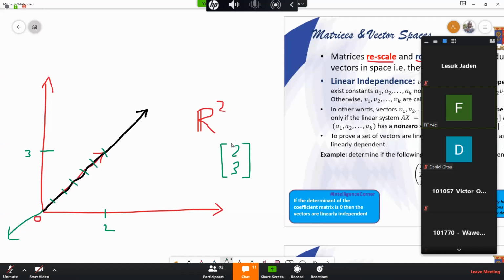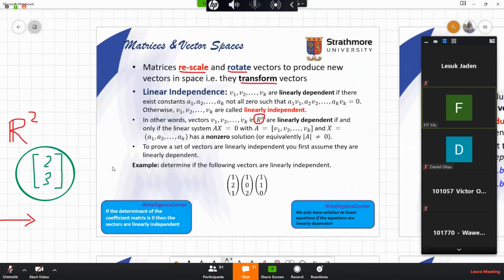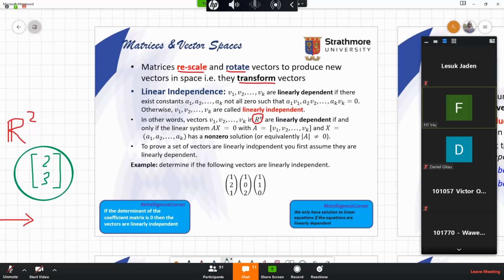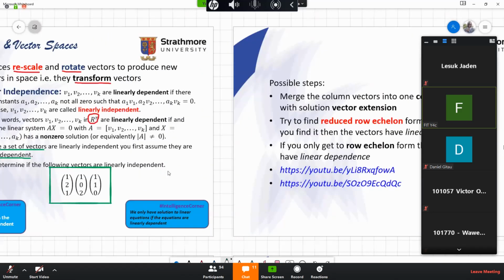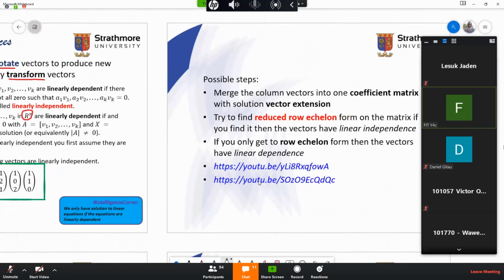All these vectors we can ignore and just concentrate on this vector, given the principle of linear dependence. Okay, fine. No need to cram this much, like we said last time. So for linear independence, you can read all the way here on how to prove that a set of vectors are linearly independent. You first have to assume they are linearly dependent. And there is an example here that you can follow through if you watch these two videos that I've posted here.